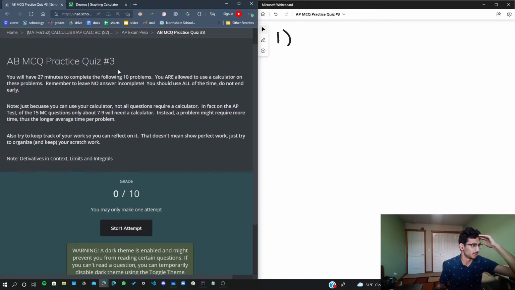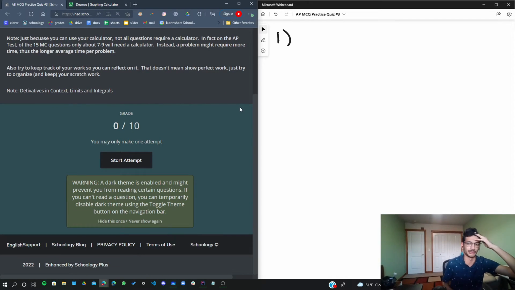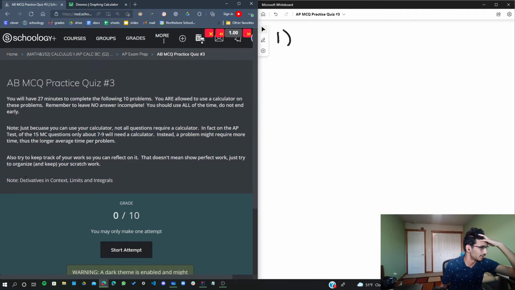So here is number 3. Ignore the 0 out of 10, I'm just doing the slate. Okay, derivatives in context, limits, and integrals. That's pretty much all calculus. We'll see what we can do here. 3, 2, 1.